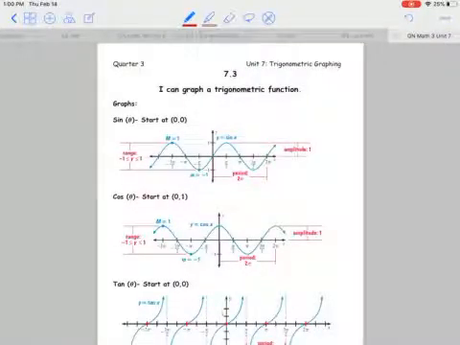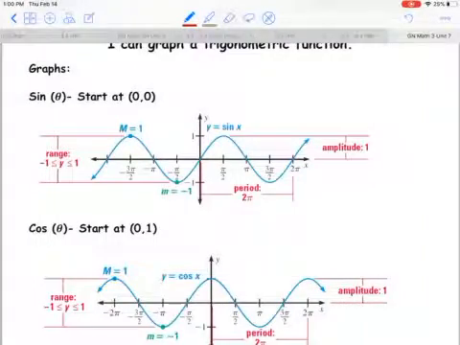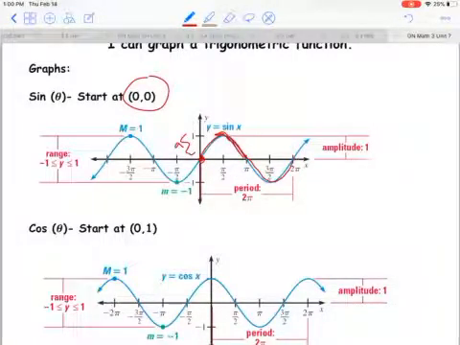7.3 is I can graph a trigonometric function, which is sine, cosine, and tangent. So pretty easy. Sine starts at 0, 0, so you go to 0, 0, and you have to go up an amplitude, so that's A, then back through 0, and then you go down to that A, and then back to 0. And it just repeats on and on.